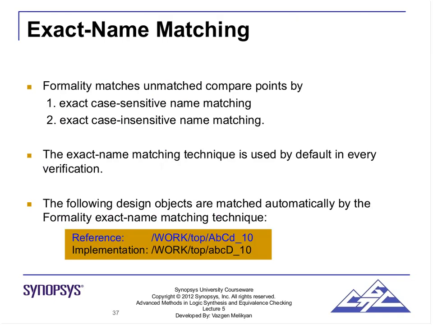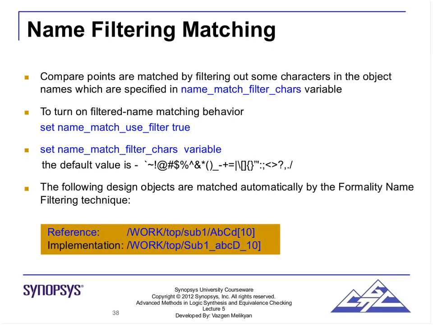So exact name matching, it will map exact and case insensitive. Both come under the category of exact name matching. For example, if the reference is like this, capital A, B, capital C, and if the implementation has small a and c, it will still match. It will not have any problems. You don't need to do anything extra. Name filtering. There is a variable which has name match filter characteristics. Many times these tools will add an underscore, or if you ungroup, it will add an underscore. For example, see this example.